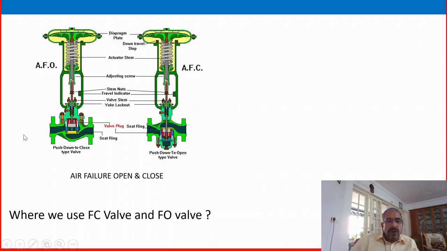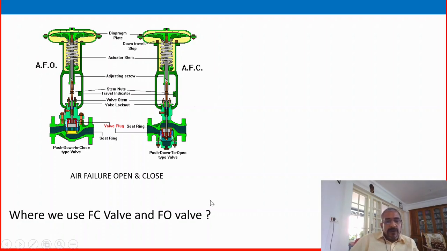So that is this valve. So the minor differences are there: two axes, an additional screw, stem nuts, a travel indicator, and the valve stem. All of these are just giving the difference between AFO valves and AFC valves.